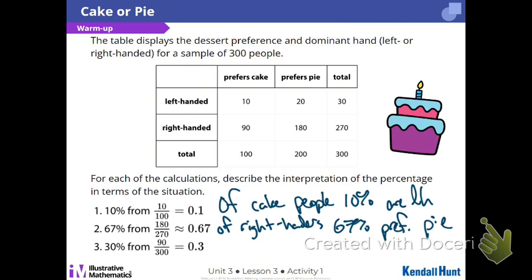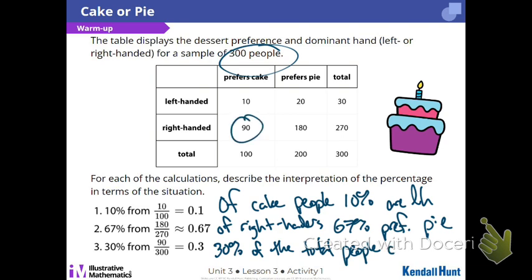Okay, number 3. Owen, did you want to share for number 3? Number 3 is 30% from 9 over 30. The 30% of the total people are right-handed and prefer cake. Okay. I'm going to write RH and PC. Right-handed prefer cake. Yeah.